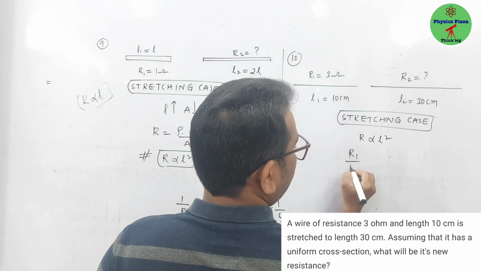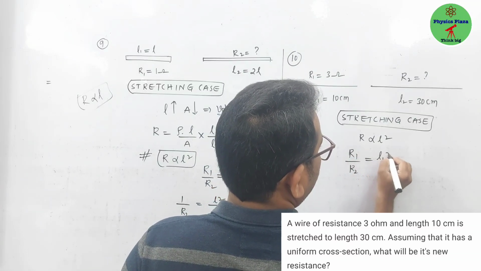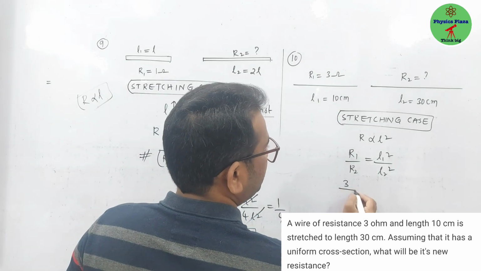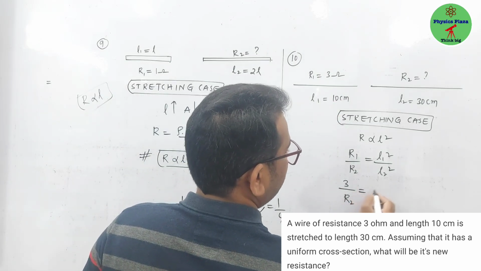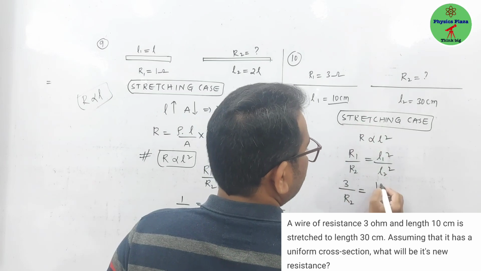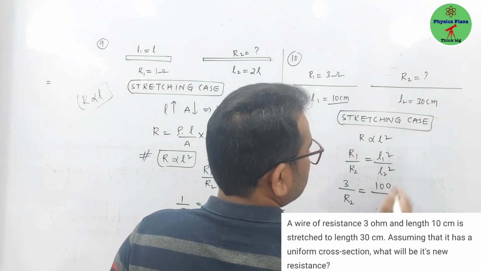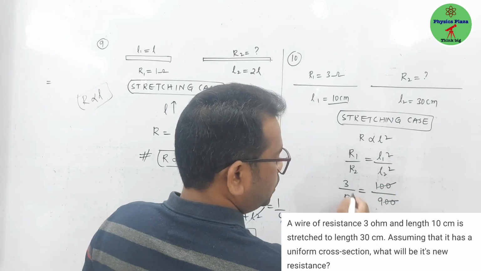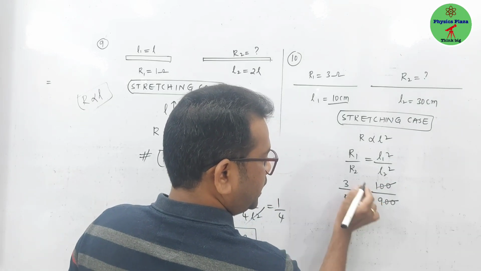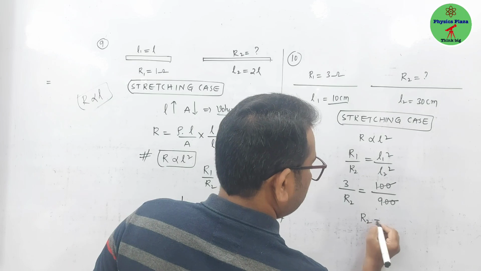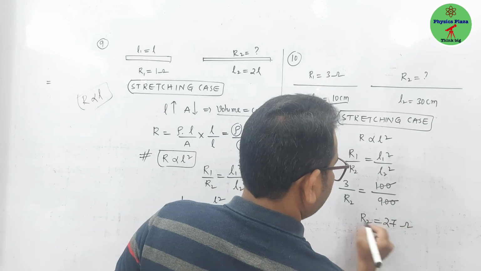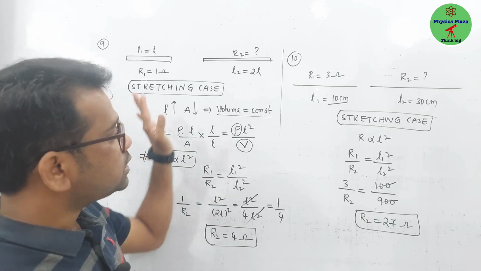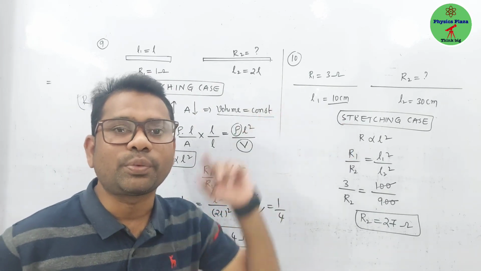Then it can be written as R1 by R2 is equal to L1 square by L2 square. So R1 is 3, R2 has to be calculated. L1 square means 10 square, it will be 100. L2 square, 30 square, it will be 900. So zeros cancel. Do cross multiplication. R2 is equal to 9 into 3, that is 27 ohm. 27 ohm. Clear? Children, these two numericals are based on stretching case only. Just copy it.